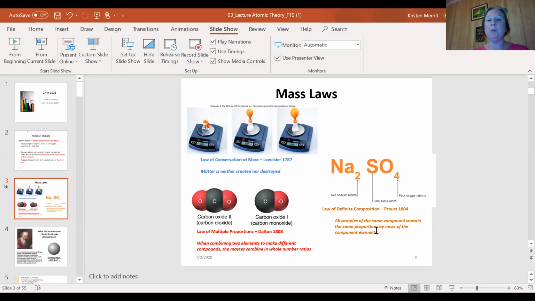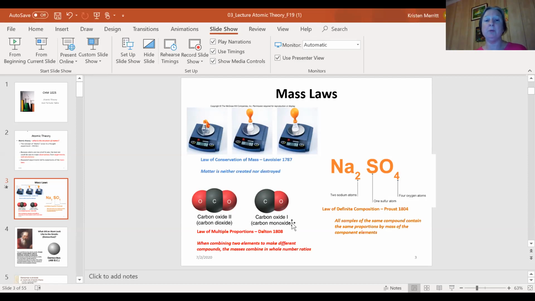So Proust came up with the law that all samples of the same compound, so if I have a pile of sodium bicarbonate over here, or sodium sulfate in this image, and a pile over here, and I take a sample of each, the compound will have the same proportions by mass of the elements. Each of the proportions will be identical, and that was really important.